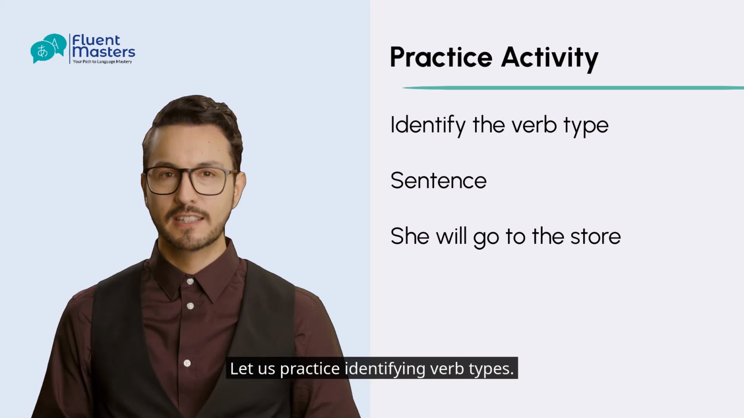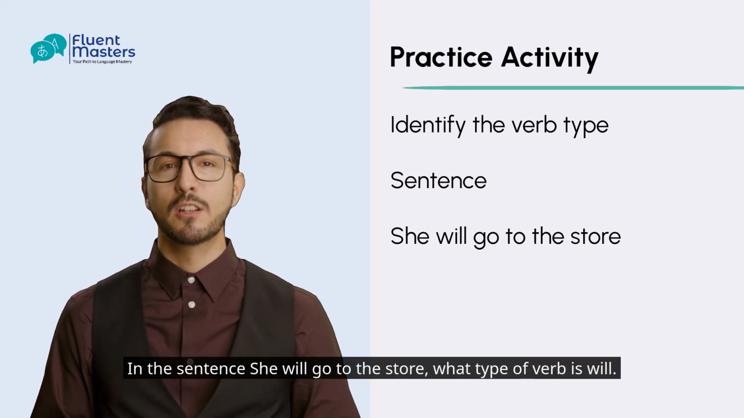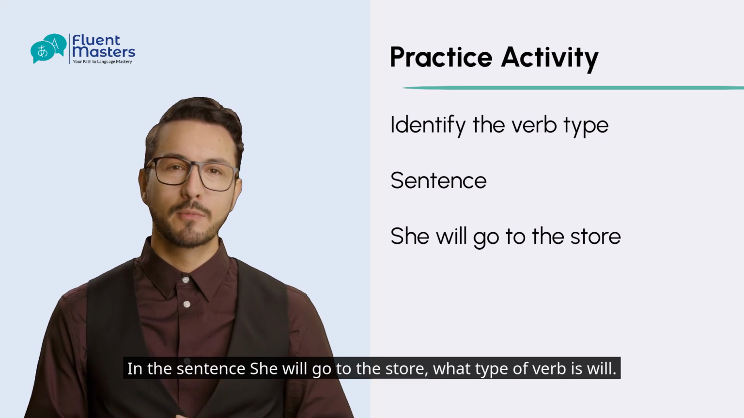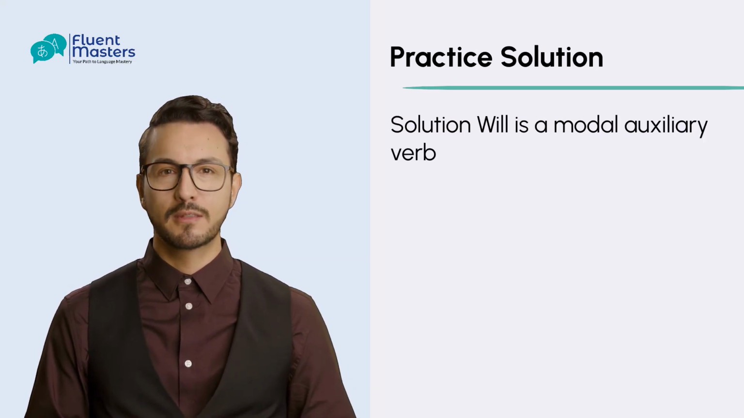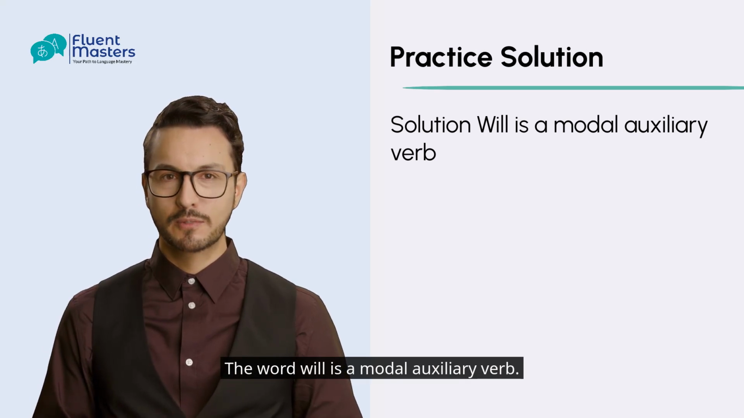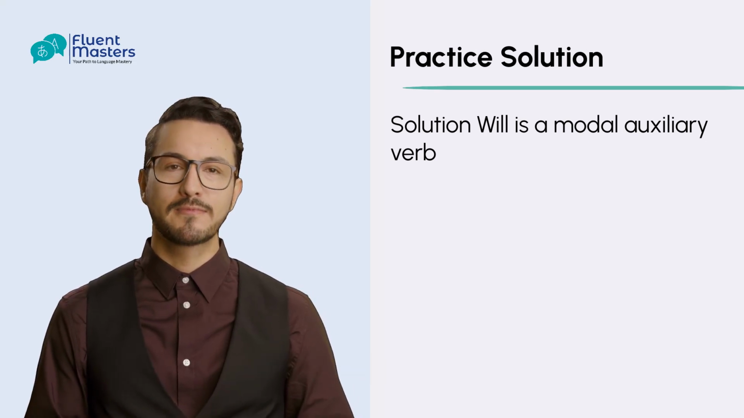Let us practice identifying verb types. In the sentence, she will go to the store. What type of verb is will? The word will is a modal auxiliary verb. It helps express future action.